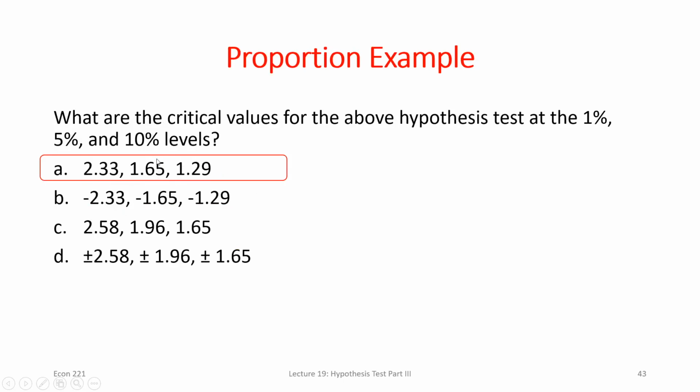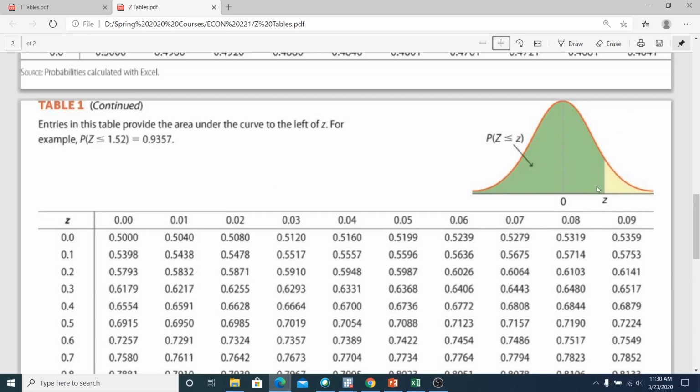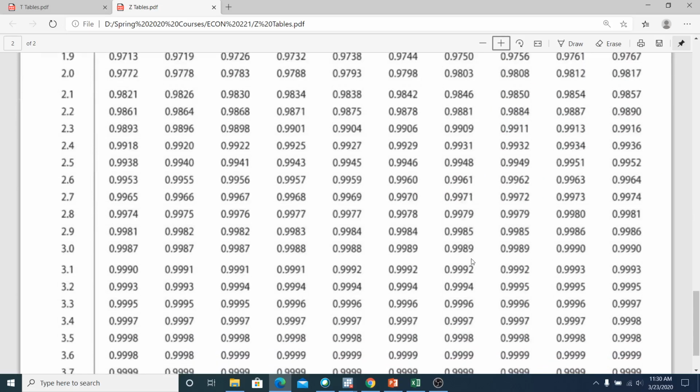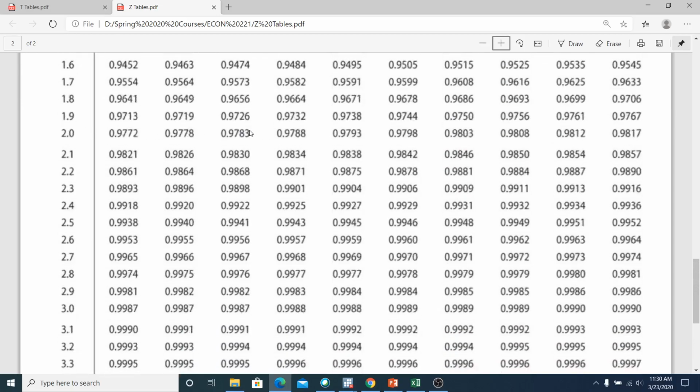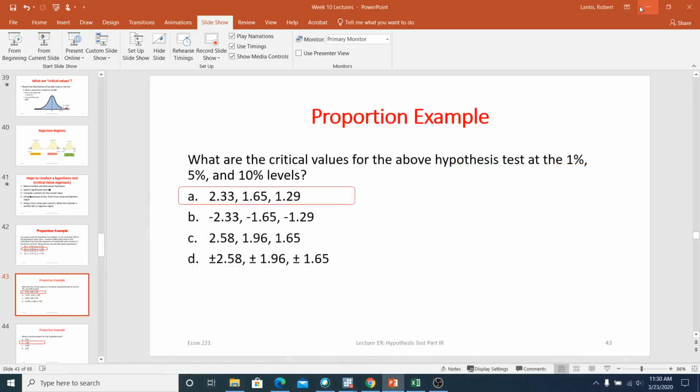I then want the values that give me these desired alphas in the right tail. So let's just say I look up the very first one, alpha of 0.01. Remember, alpha is the area you want in the tail. So when I go to this table, the area I want in this tail is 0.01, but it's a right-tailed test. Well, these represent the areas to the left. So if I want 0.01 in the right tail, then to the left I have 0.99. So I find what's closest to 0.99, in between 2.32 and 2.33. So take the higher one, 2.33.